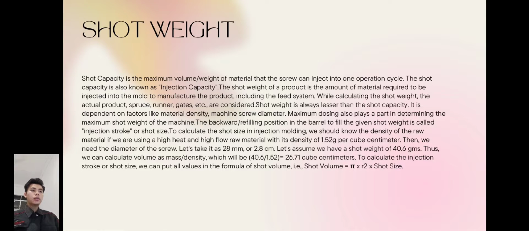To calculate the shot size in injection molding, we should know the density of the raw material. If we are using a high heat and high flow raw material, its density is 1.52 grams per cubic centimeter. Then we need the diameter of the screw. Let's take it as 28 mm or 2.8 cm. Let's assume we have a shot weight of 40.6 grams. Thus, we can calculate volume as mass over density, which will be 40.6 over 1.52, equal to 26.01 cubic centimeters. To calculate the injection stroke or shot size, we can put all values in the formula of shot volume. For example, shot volume equals pi times R squared times shot size.